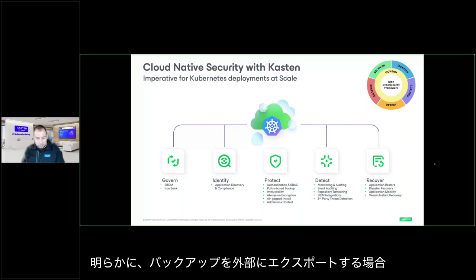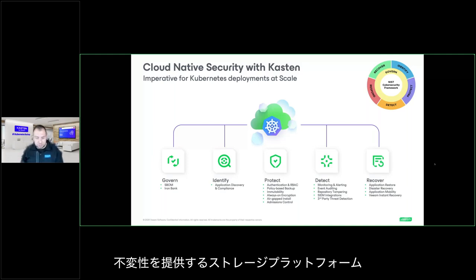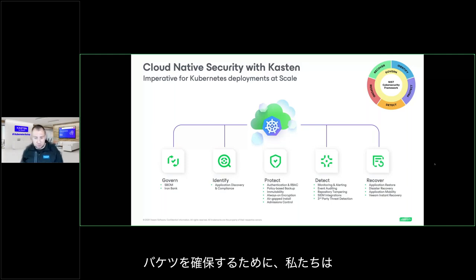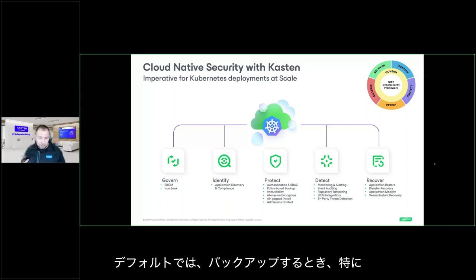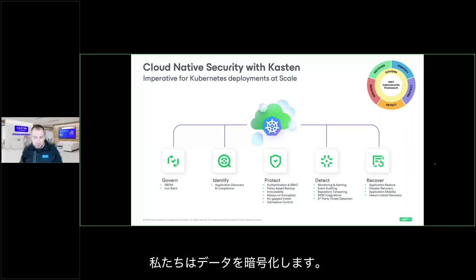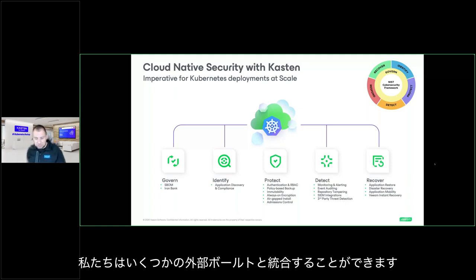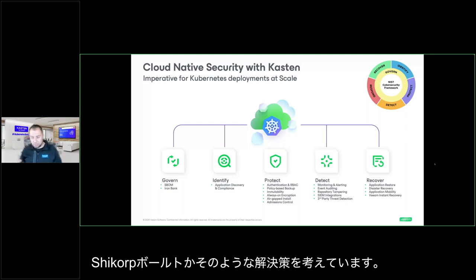Obviously, when it comes to exporting the backup outside of the production environment, all the different object storage platforms that provide immutability to secure a bucket, we are going to be able to leverage that as well. By default, when we back up, and especially when we export outside of the Kubernetes cluster, we encrypt the data, and in the way we manage the encryption, we are capable of integrating with an external vault to manage the rotation of the encryption key. I'm thinking about AWS Secrets Manager, HashiCorp Vault, or solutions like that.